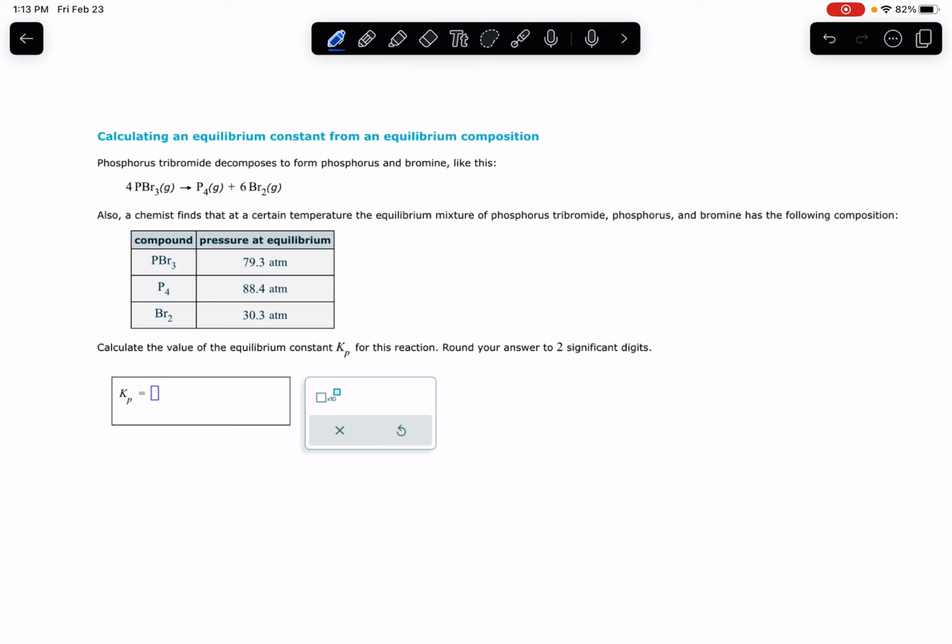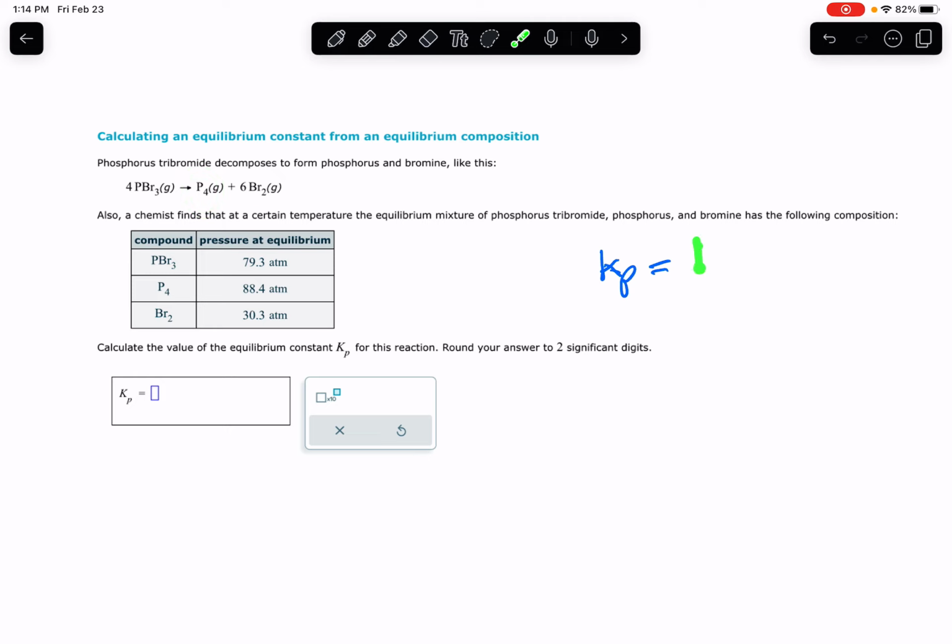So as a gentle reminder with Kp, we take the products raised to their coefficients, as long as they're gases, over the reactants raised to their coefficients. So if we take a look right here, our product right here, don't we have Br2 as a gas, and the coefficient we have there is a 6, which is a pretty high number, right? Actually we have 2 here. I don't want to ignore the first one, so let's do the P4 first.